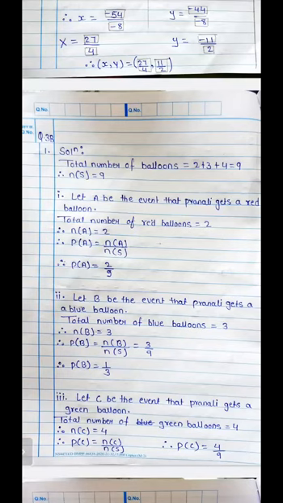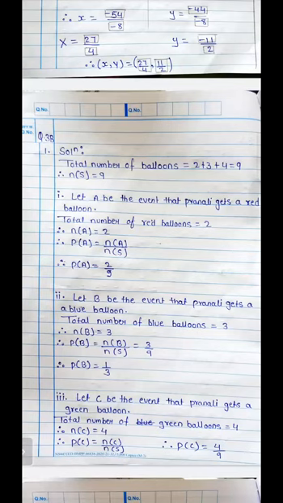Number 1 is a balloon vendor has 2 red, 3 blue and 4 green balloons. He wants to choose one of them at random to give it to Anita. What is the probability of the event that Anita gets first a red balloon, second a blue balloon, and third a green balloon. So this probability you have to find out of red balloon, blue balloon, and green balloon.